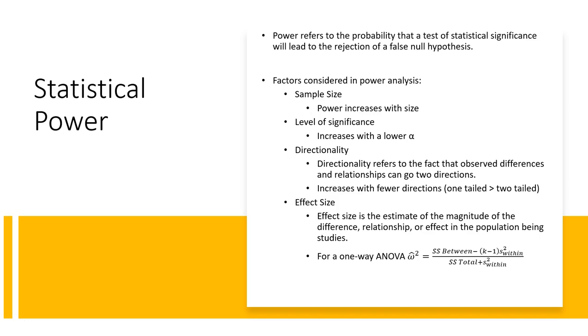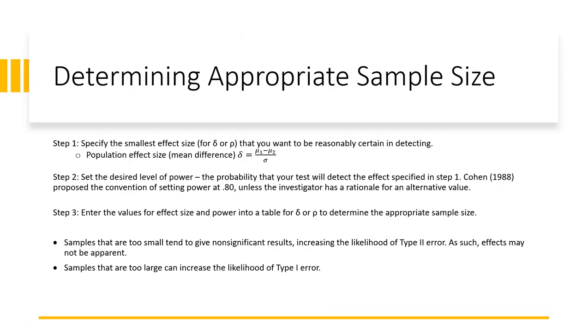And then also we can look at effect size, which is looking at that estimate of the magnitude of the difference between our proportions that are being studied. And here we have a formula for calculating the effect size for a one-way ANOVA. So when we're looking at determining our sample size, a couple things that we need to look at is we need to look at the smallest effect size that you want to be reasonably certain in detecting.